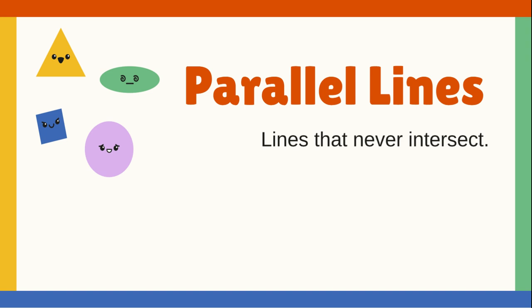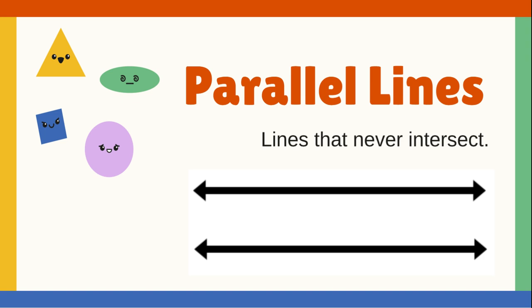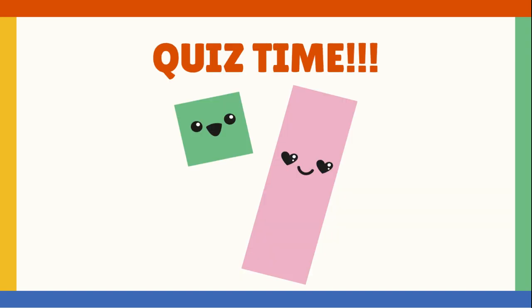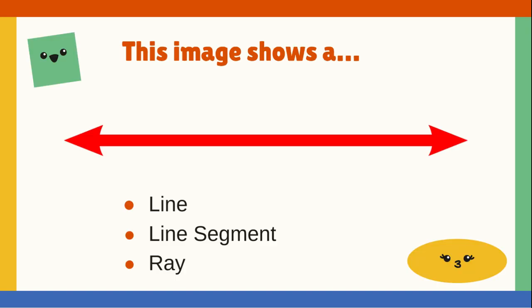Okay, and then we have parallel lines. So parallel lines never intersect. They go side by side and never cross. So they're going to look something like this. And I put a couple little quizzes in here for you. So as we get through different sets of vocabulary, we'll have a quick quiz. So see if you can answer the questions, and then I will show you the correct answer.